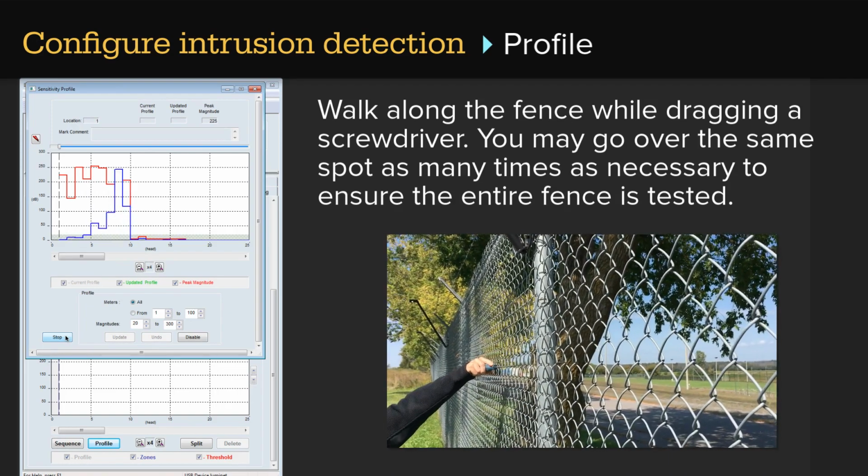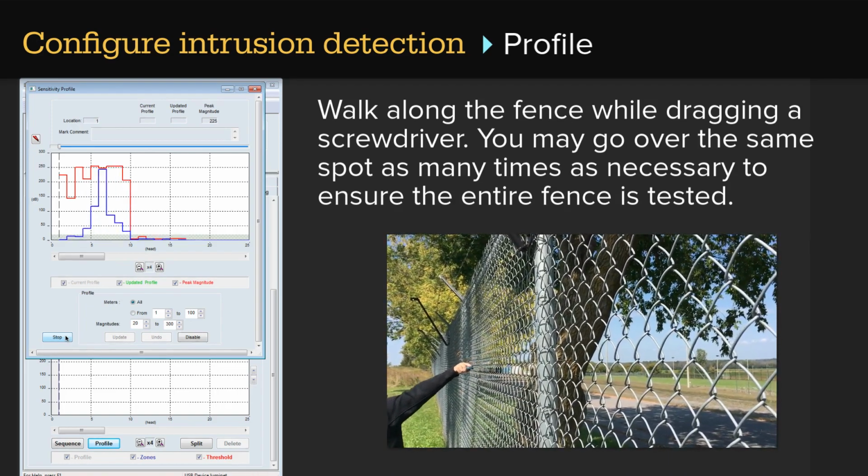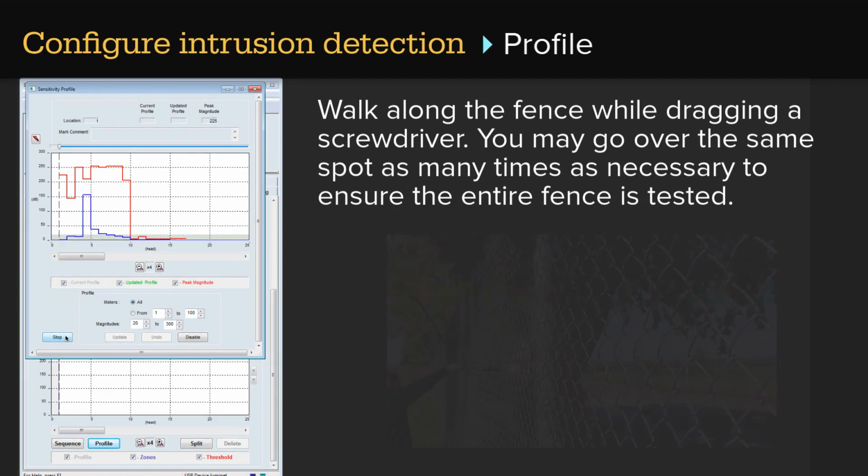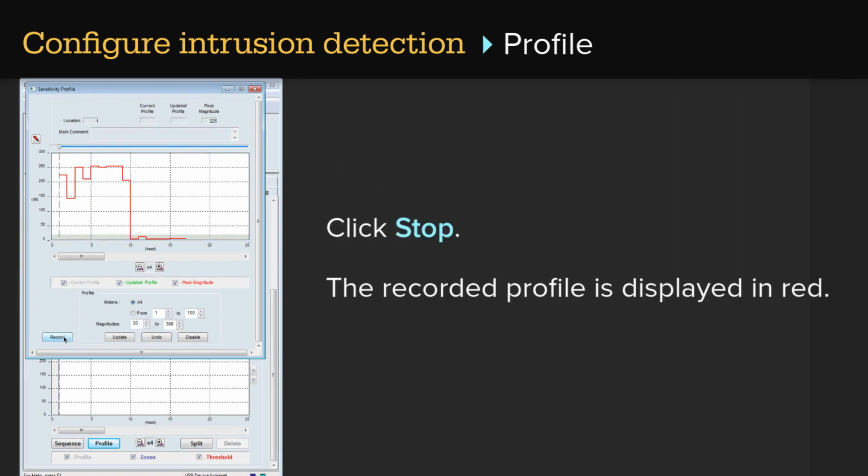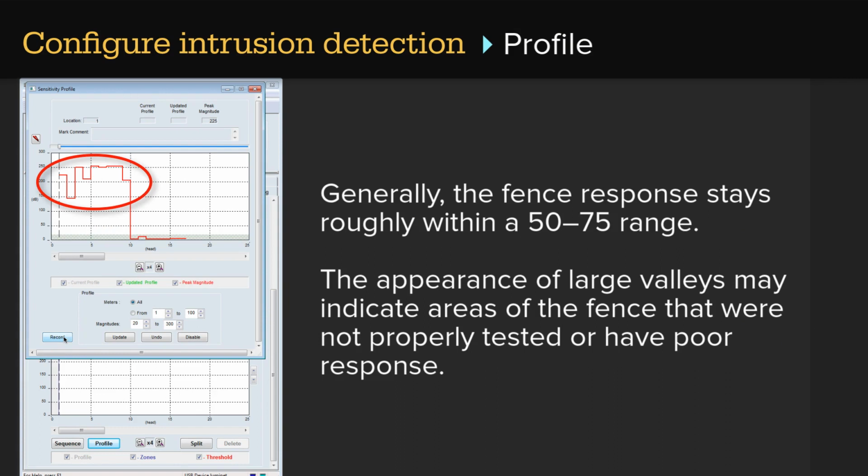You may go over the same spot as many times as necessary to ensure the entire fence is tested. Click Stop. The recorded profile is displayed in red. Generally, the fence response stays roughly within a 50 to 75 range. The appearance of large valleys may indicate areas of the fence that were not properly tested or have poor response.